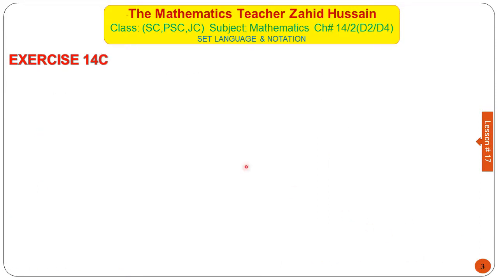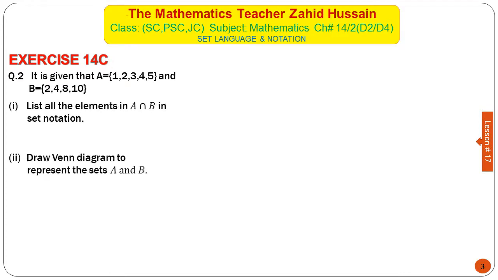Now we will solve some questions of exercise 14C. This is question number 2. It is given that set A is the set of elements 1, 2, 3, 4, 5 and set B is the set of elements 2, 4, 8, 10.